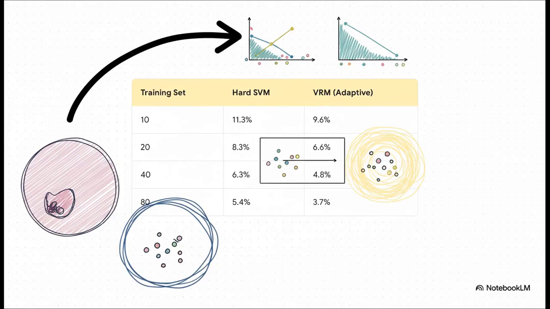So, the big question: does it actually work? Oh yeah, absolutely. On this Wisconsin breast cancer dataset, you can see that the adaptive VRM consistently gets a lower test error than a standard hard SVM. And just look at the difference when the training set is tiny. With only 10 examples, the improvement is really significant. This shows that VRM is especially powerful when data is scarce.